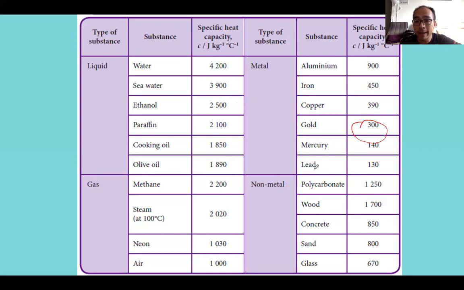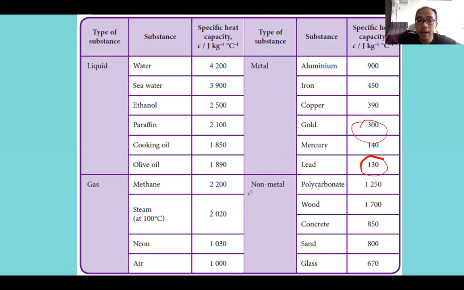If we compare all the metals, we find that lead, what is lead? Plumbum. So plumbum becomes hot very easily compared to gold. And aluminium is 900 joules per kilogram per degree Celsius. 1 kilogram of aluminium needs more heat to heat up compared with gold. So even among metals themselves, some become hot faster, some become hot slower. But generally, metal compared to liquid heats up much faster.